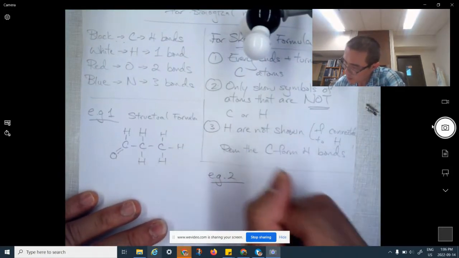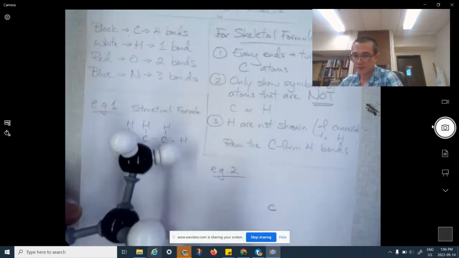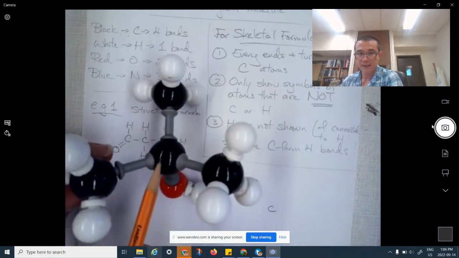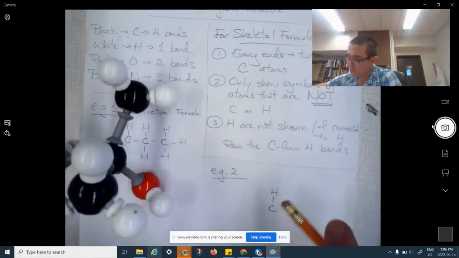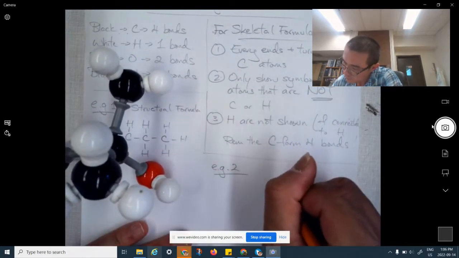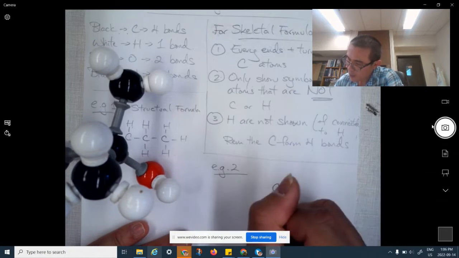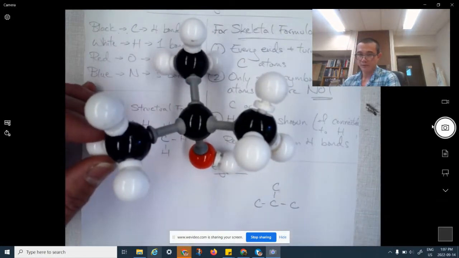Example 2. So I have 1 carbon at this carbon here. I'm going to connect to 1 carbon on top. Let's just say arrange it like this. Oops, that's supposed to be carbon. Connect to another carbon and connect to another carbon. Okay? So 1, 2, and 3.